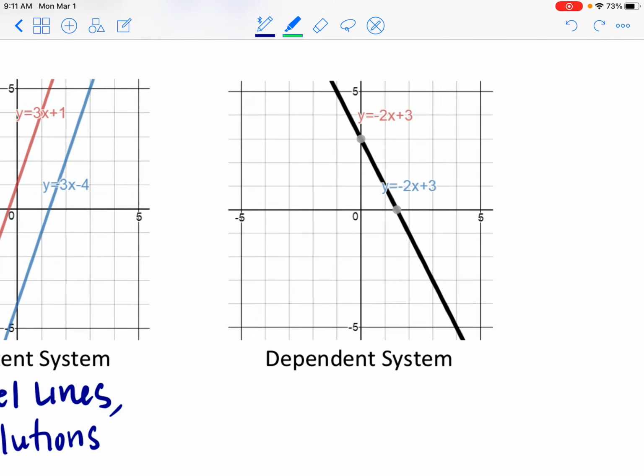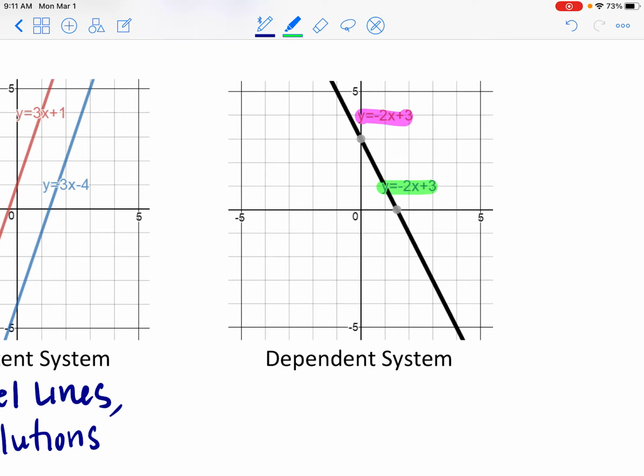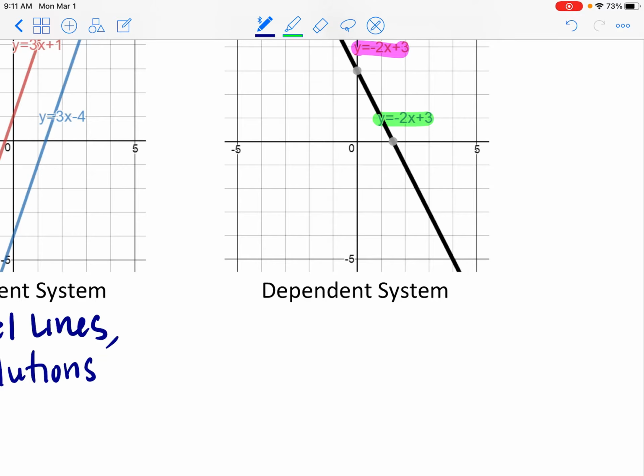Okay, and then lastly, you can have a dependent system. It's hard to tell here on the picture, but I graphed y equals -2x plus 3, and I graphed that again, and it's the same line twice. So we can write the same line down 2 times and call it a system. What's going to happen is they're going to overlap at every single point. So a dependent system means you have the exact same equation, the exact same line twice.